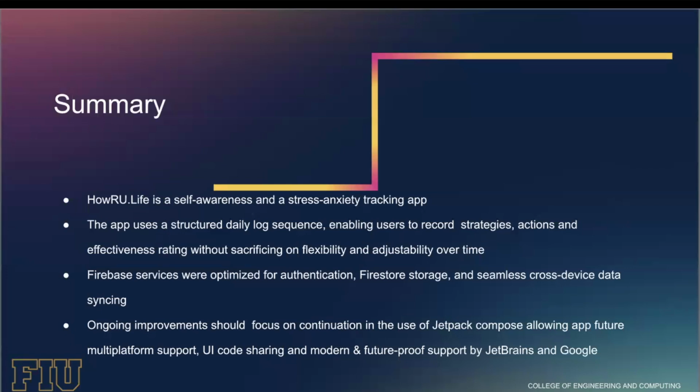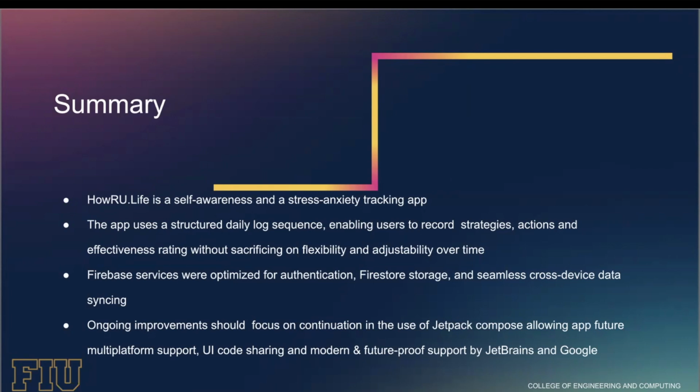All right, so to summarize our project, How Are You Live is a self-awareness and stress and anxiety tracking app designed to help users take control of their mental wellness. At its core, the app guides users through a daily log system where they can track their strategies, actions, and how effective those actions felt. It's structured but still flexible so that users can adjust it to fit their own personal journey over time. On the back end, we used Firebase to handle user authentication, Firestore for secure data storage, and made sure it syncs smoothly across devices. This ensures a seamless experience whether you're on your phone, tablet, or even switching between both.